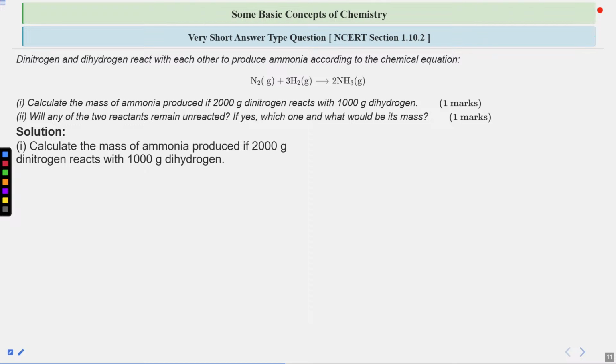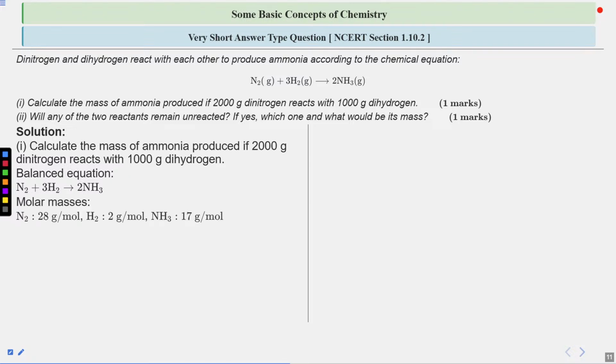First of all, what we will do is calculate the mass of ammonia which will be produced when 2000 grams of nitrogen react with 1000 grams of dihydrogen. This is our balanced chemical equation, N2 plus 3H2 giving us 2 moles of ammonia.